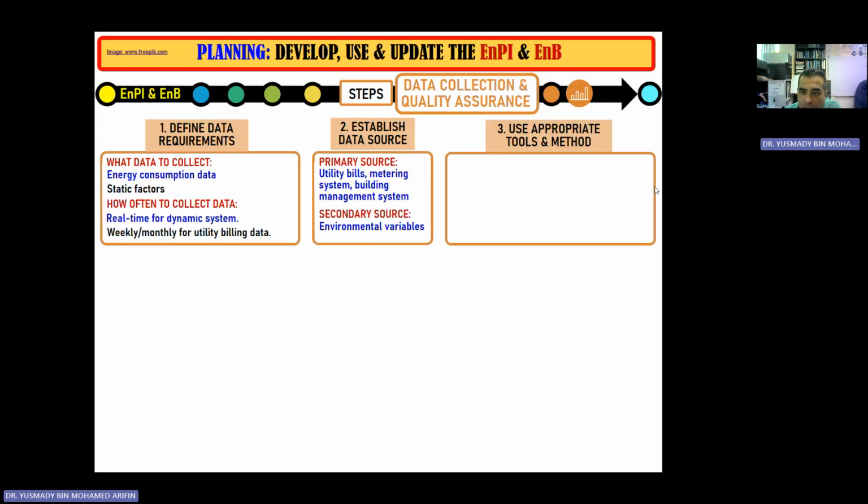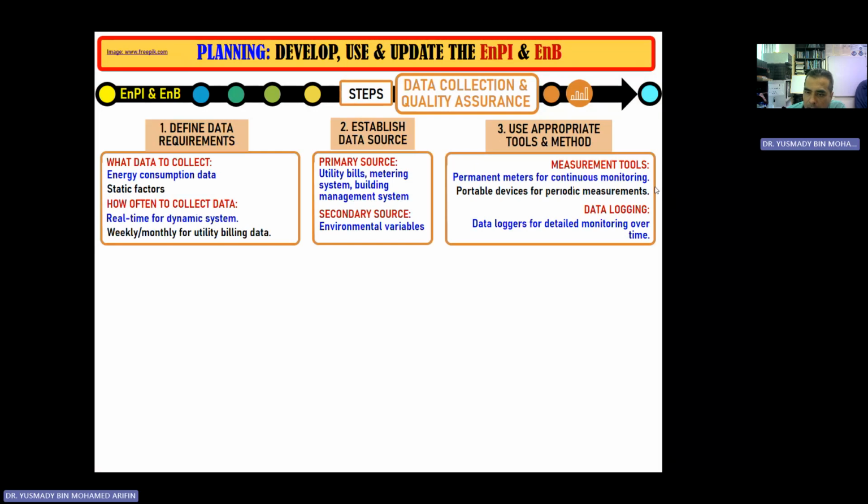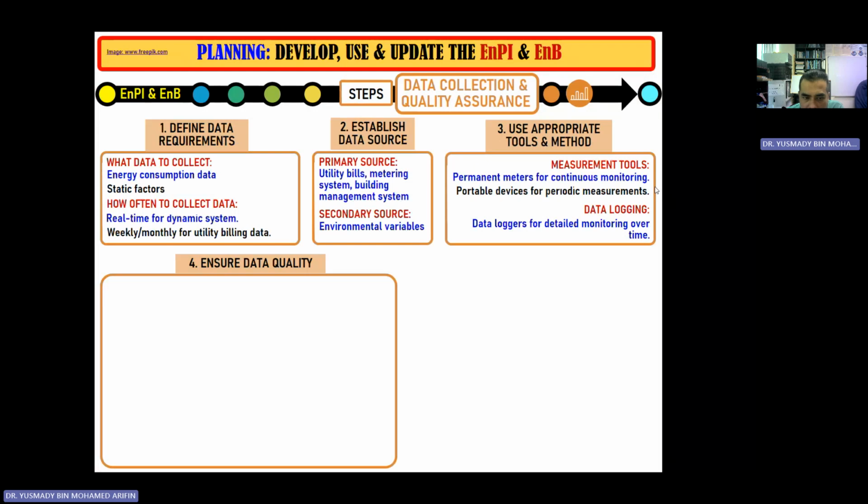Step number 3, use appropriate tools and methods. We can use measurement tools such as permanent meters for continuous monitoring, portable devices for periodic measurement, and we can also use data loggers for detailed monitoring over time. Step number 4, ensure data quality. Accuracy: validate data against known benchmarks or specifications. Example, cross-check meter readings with utility bills.